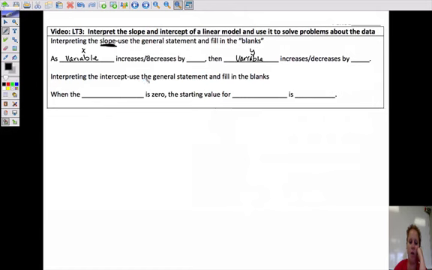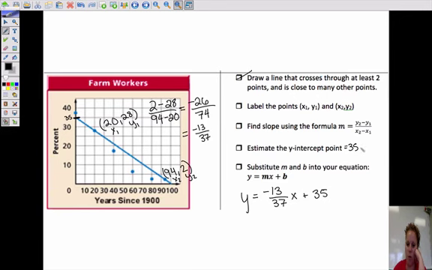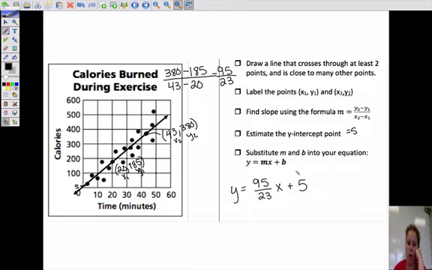Interpreting the intercept, we use this general statement. When the x variable is zero, the starting value for the y variable is whatever it is. Okay, so let's go interpret the ones that we've already done. So our y-intercept was 35. So that means in the year 1900, 0 years after 1900, the percent was 35. Here, when we went into the gym, so we had 0 time exercising, somehow we had already burned 5 calories. Maybe we burned them walking in the door, right? Or earlier that day.